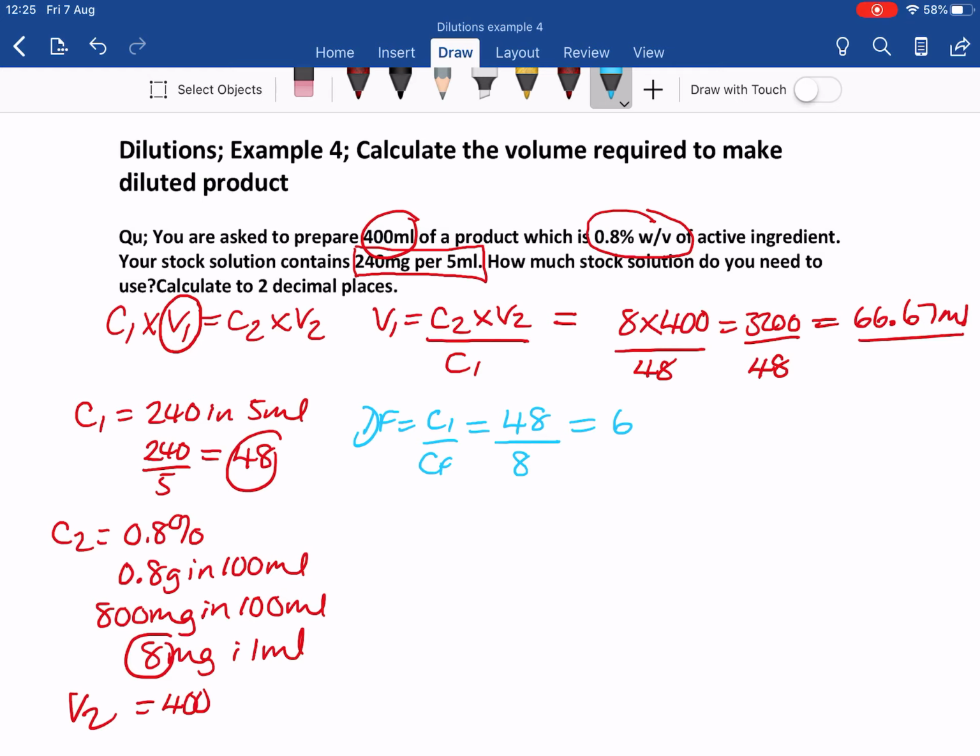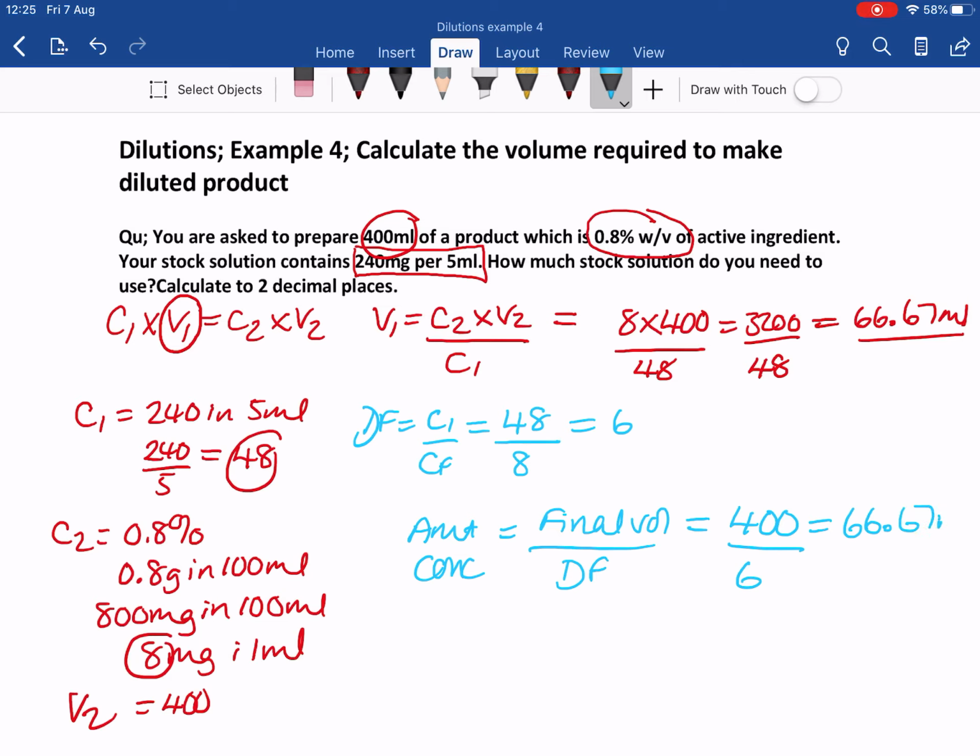So then what do we take? Our amount of concentrate, that's what we take. Our amount of concentrate is equal to the final volume divided by the dilution factor, our final volume being 400, and we divide that by 6, which again works out to 66.67 ml.